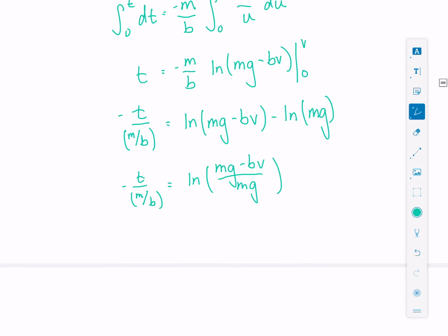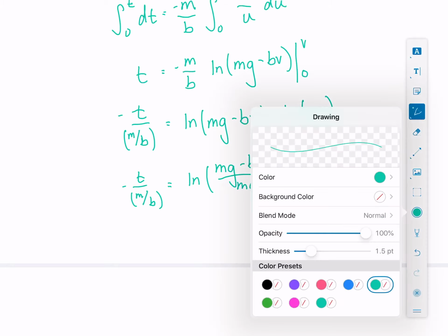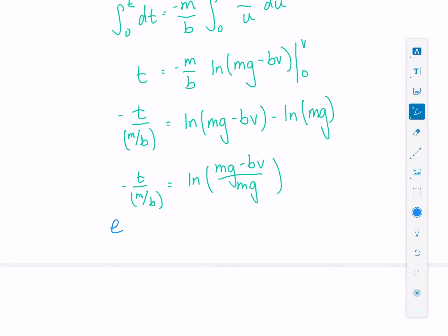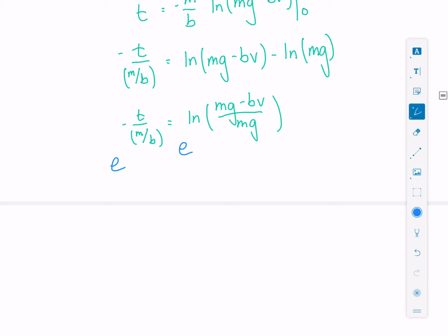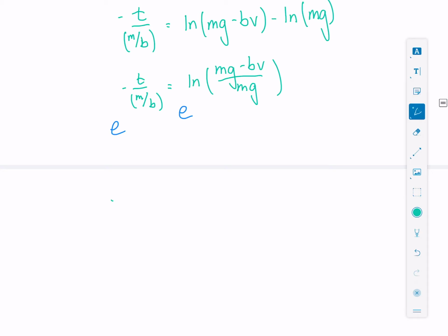So now let's pause. What am I trying to do? Remember, I'm trying to solve for the speed. I want an expression for the speed of this object as it's falling. So in order to solve for v, we've got to get rid of the natural log. In order to get rid of the natural log, we're going to raise everything to the e power. So on our left side, we're going to have e to the negative t over m over b. And then on the right side, we have mg minus bv over mg.